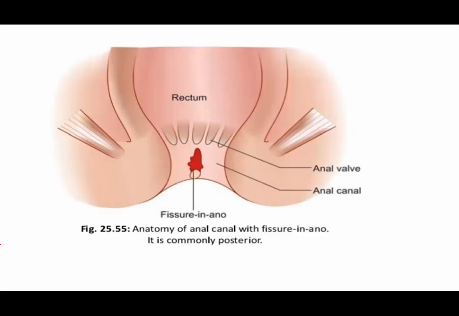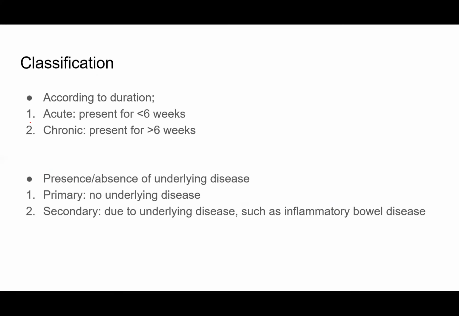So this is a diagram showing a fissure in ano. It shows that in the acute phase, it's a mere crack in the epithelial surface of the anal canal, and because it is below the dentate line, it is associated with a lot of pain and spasm. It is usually posterior because of the precarious blood supply of the posterior anal canal. It can be classified based on duration: acute if it is less than 6 weeks, and chronic if it is more than 6 weeks.